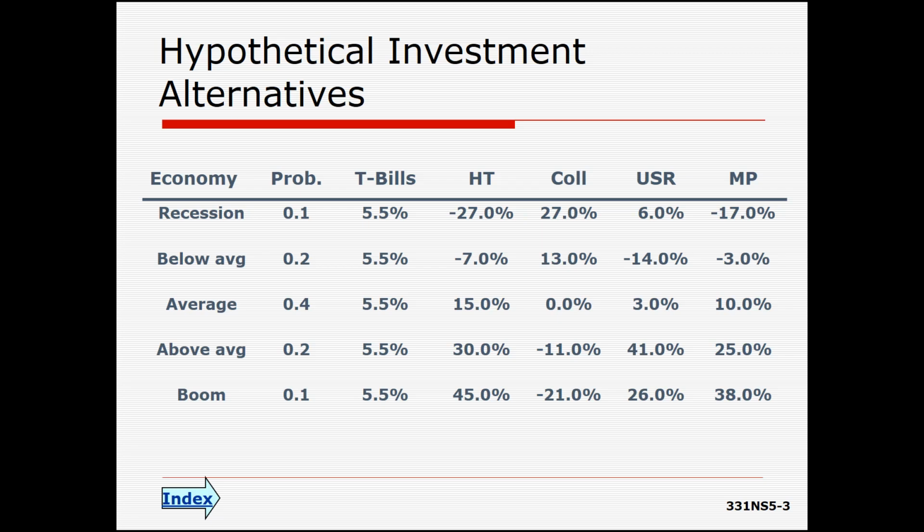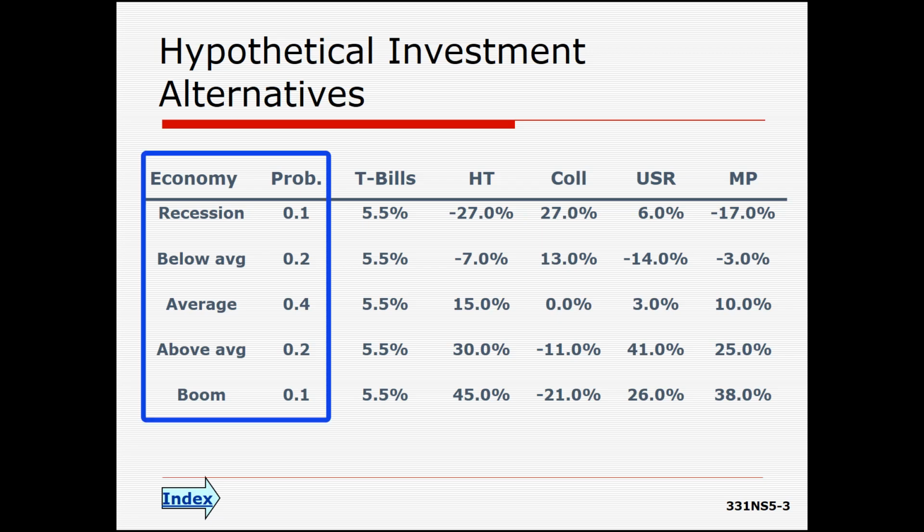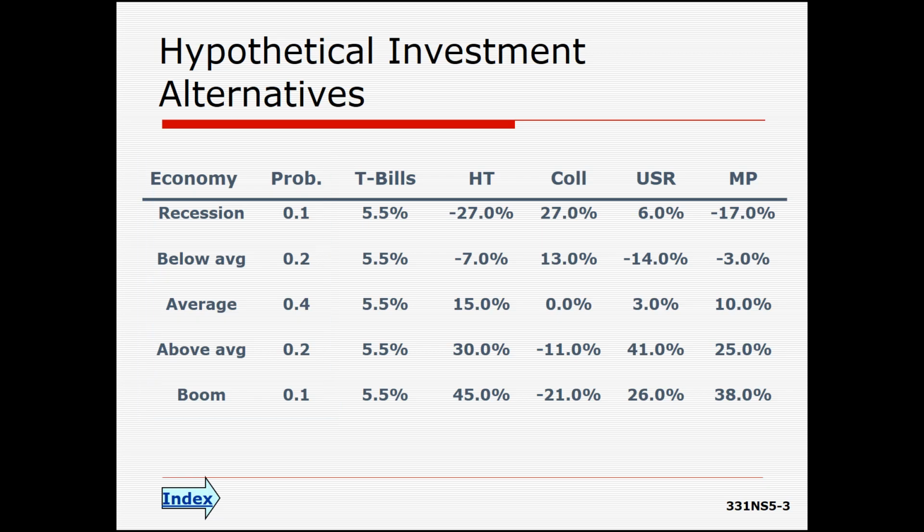Let's look at a set of hypothetical investment choices. First, the states of the economy and the probabilities of each state occurring. Next, the expected return on a treasury bill in each state. Since a T-bill is basically risk-free, the expected return is the same in every state. MP is the market portfolio.